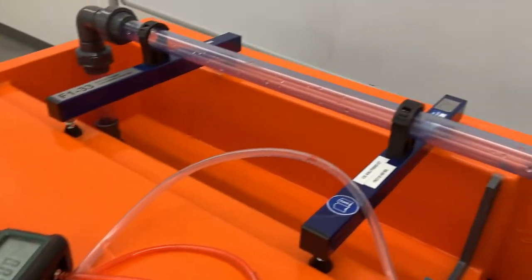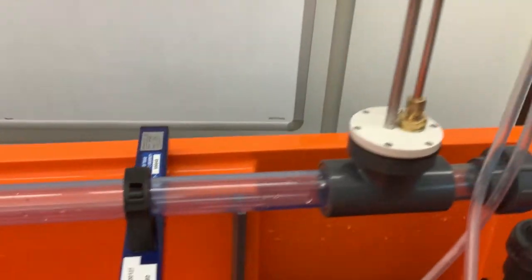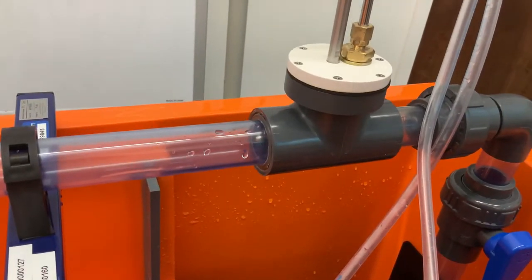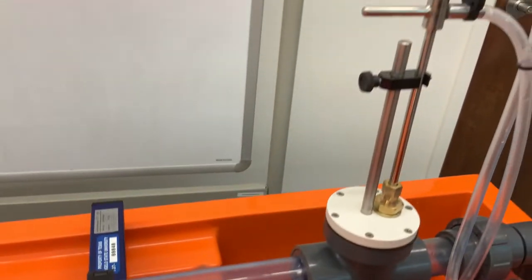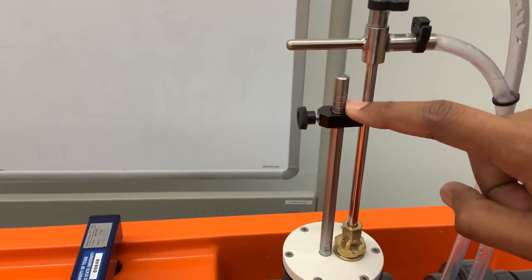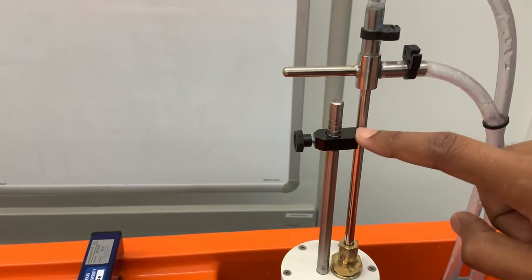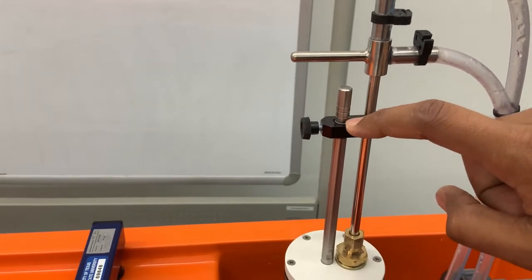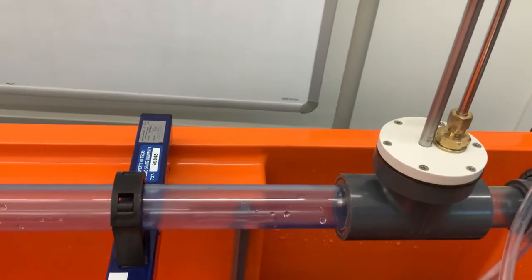Now, coming back to our Pitot tube, if you see inside, we have the Pitot tube here, and I have notches here at different positions. If I put the notch at the fourth notch, 1, 2, 3, and then now it's the fourth, then the Pitot tube should be centered in the pipe.